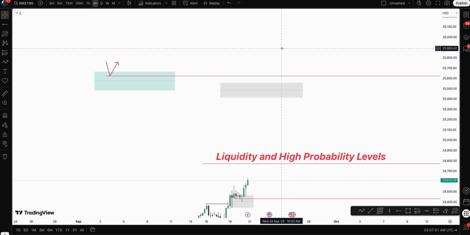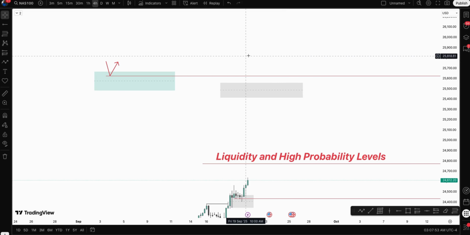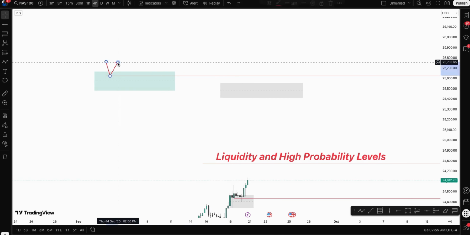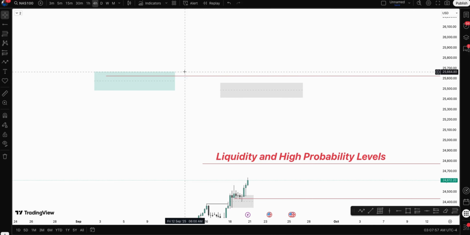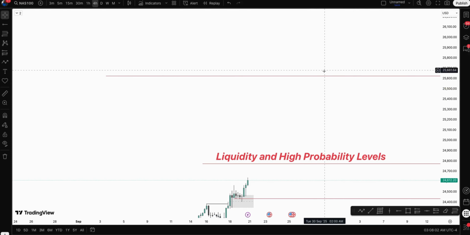It will help you hold your trade longer. Okay, so let's go to the chart. Let me show you many examples.